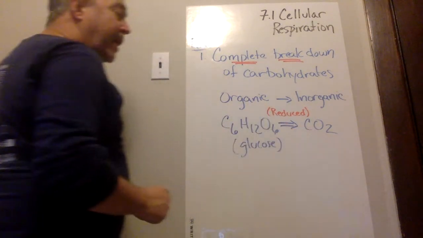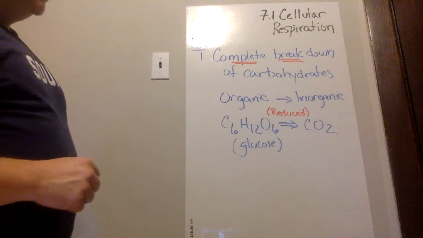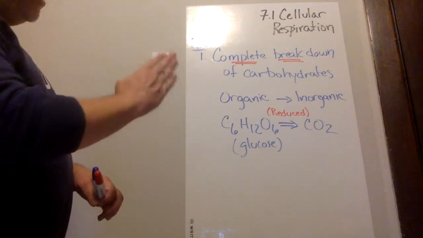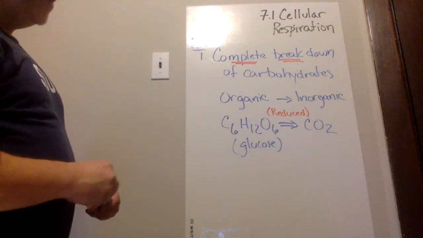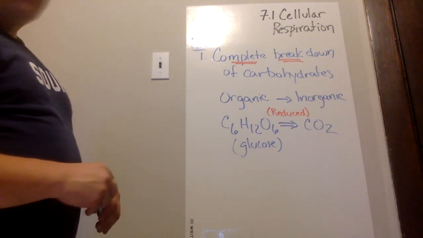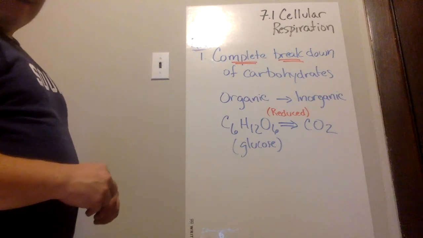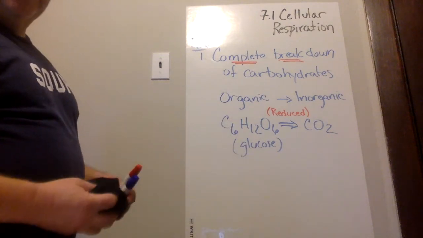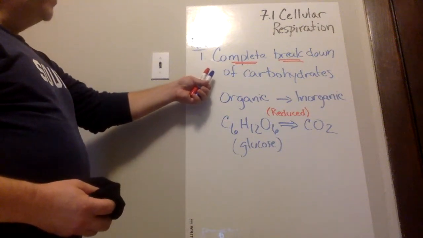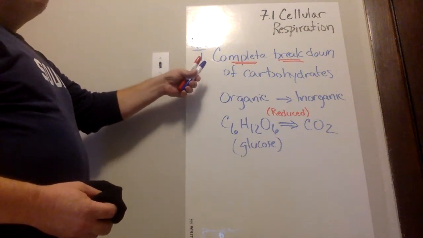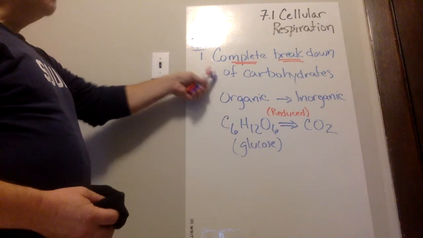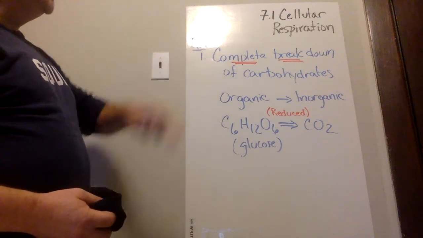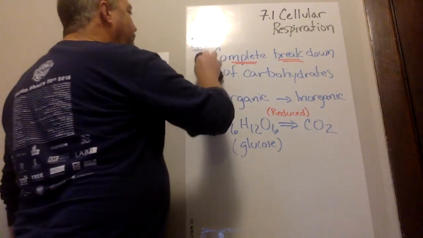Even though carbon dioxide has a carbon in it, it is considered an inorganic molecule. When we talked about organic and inorganic, I said one exception to the organic rule with carbon is carbon dioxide. Carbon dioxide is inorganic. That's one of the roles of cellular respiration. And this is going to be important because when we talk about fermentation, that will be an incomplete breakdown of carbohydrates. So cellular respiration is a complete breakdown.